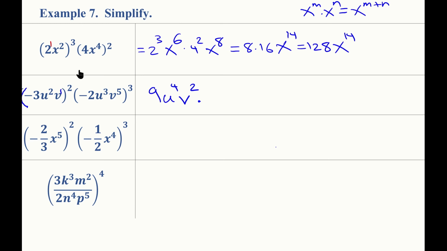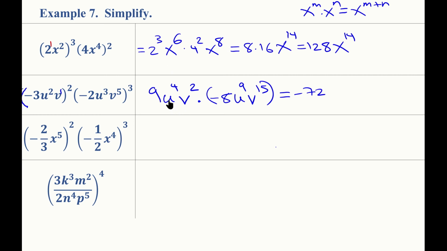Times. Now here -2 is being raised to the power of 3. A negative number raised to an odd exponent is going to be a negative answer. So I'm going to need a parenthesis here. -8. 2 cubed is 8, and the negative means it's going to be a negative result. U to the power of 3 times 3, right? So that's u to the 9. V to the power of 5 times 3, so that's v to the 15. So now we're just going to multiply this -8 and that 9 to give us -72.